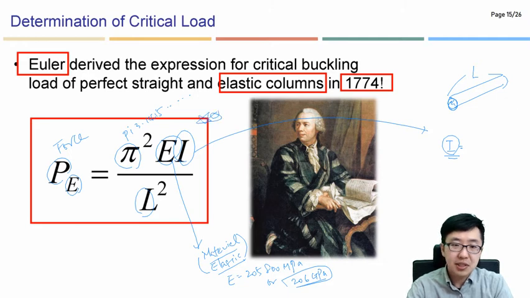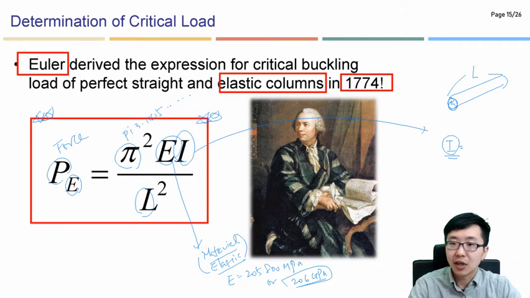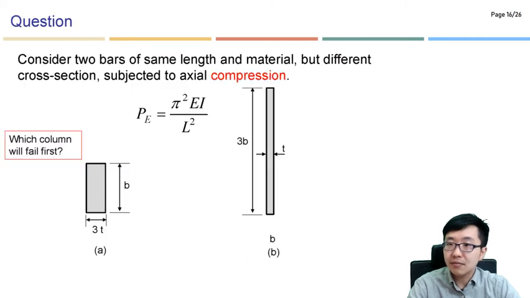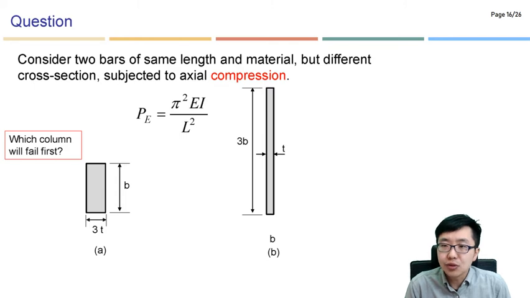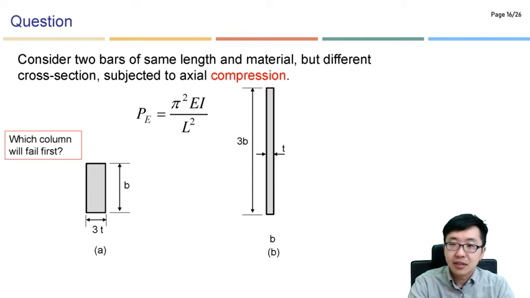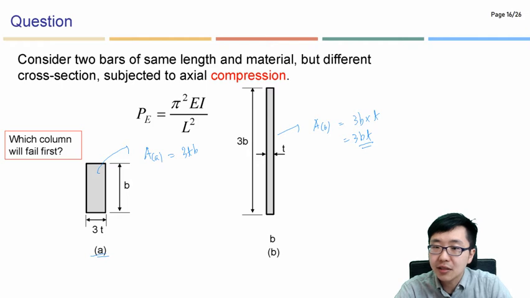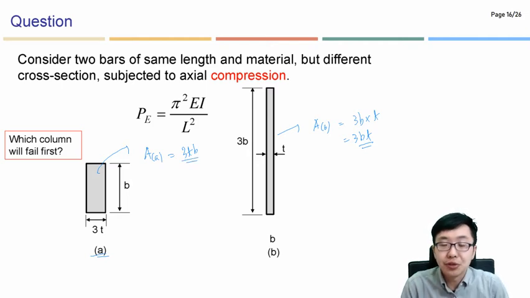So it is pretty much simple, and later we will derive this one together. So he suggested and proposed this equation, and the question is, let's consider two bars, same length, same material, but different cross section, subjected to axial compression, exactly the same amount of axial compression applied. As you can see here again, the sectional area A is 3TB, and this is also 3B times T, which is 3BT.